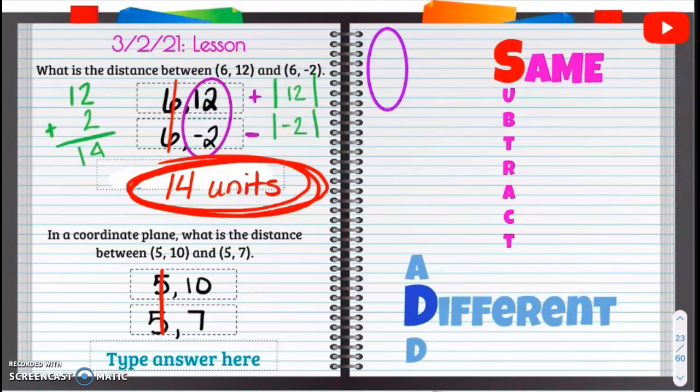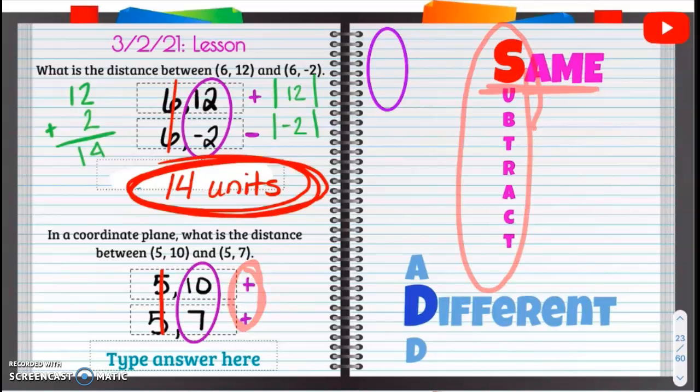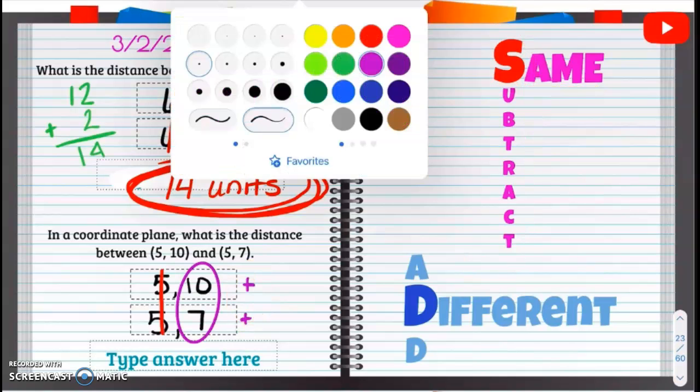Now we do need to worry about our 10 and our 7. 10 is a positive. 7 is a positive. They are the same sign. So if they're the same sign, we're going to subtract. We're going to subtract our bigger number minus our smaller number.